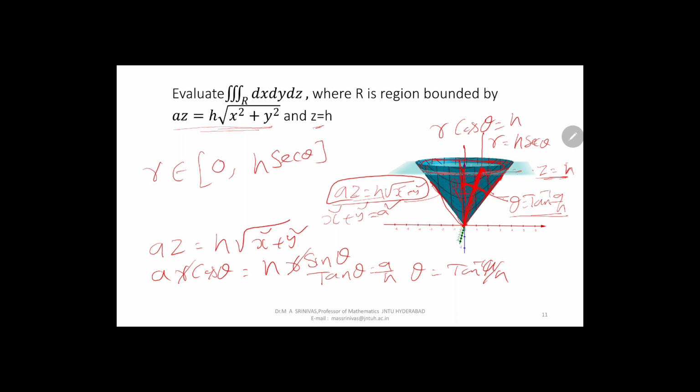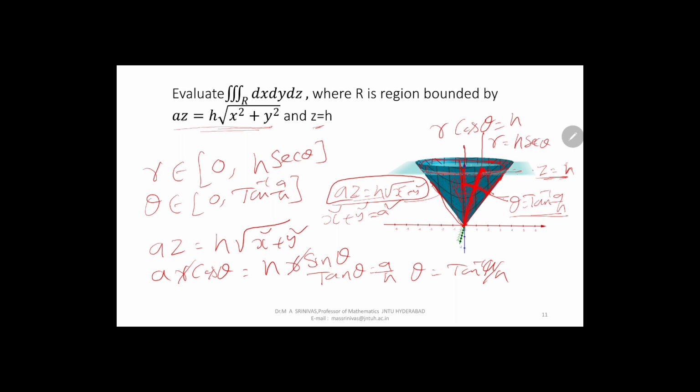Theta is equal to constant in 3 dimensions represents a cone, whereas in polar coordinates of 2 dimensions, theta is equal to constant represents a line passing through the origin. Okay, theta varies from 0 to tan inverse a by h. So we got the limits for theta also. Theta 0 to tan inverse of a by h.